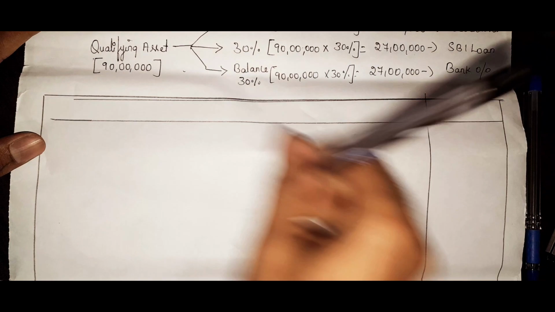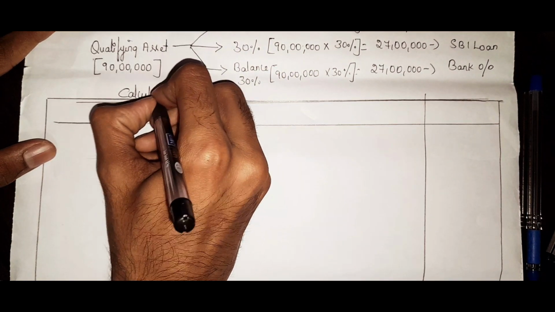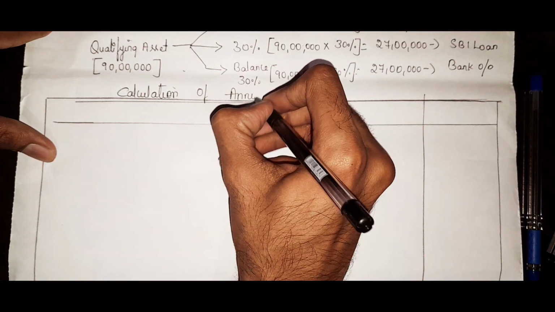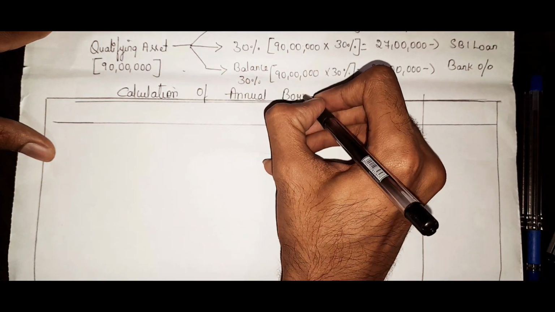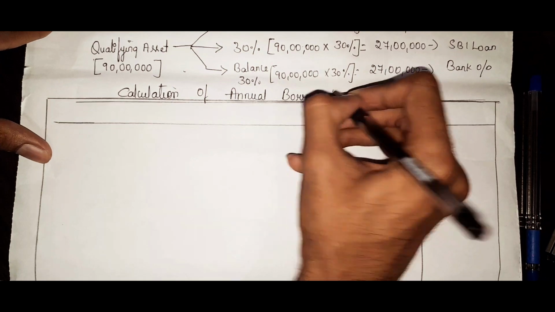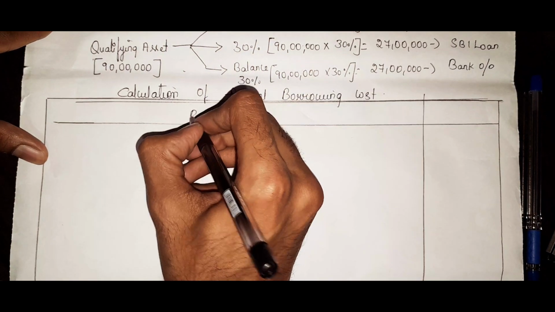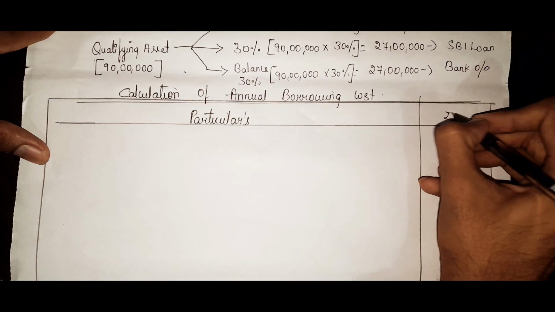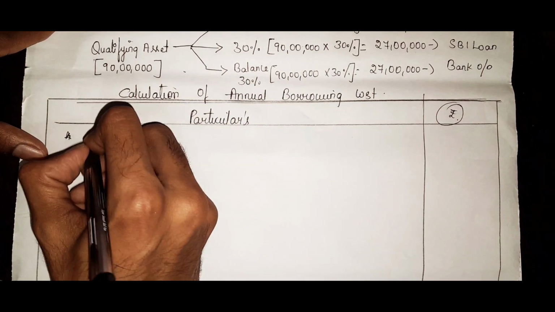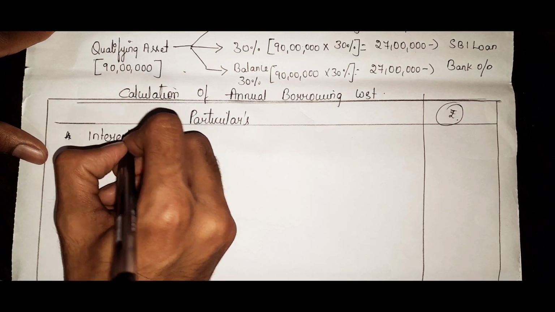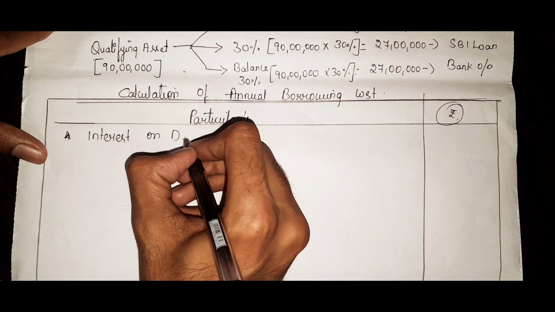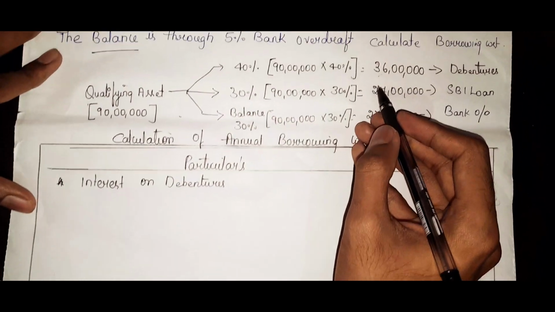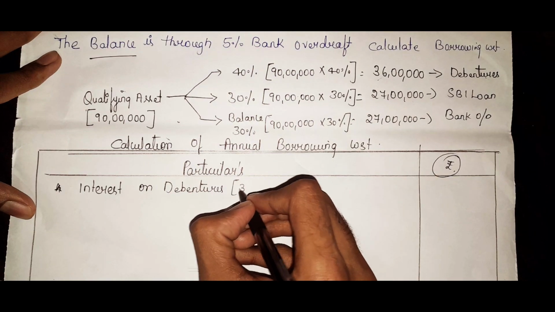Okay. Calculation of annual borrowing cost. Particulars, rupees. First, interest on debentures. Interest on debentures. How much is the total debentures? Total debentures are 36 lakh.